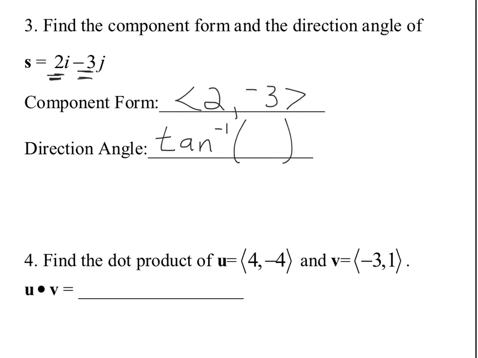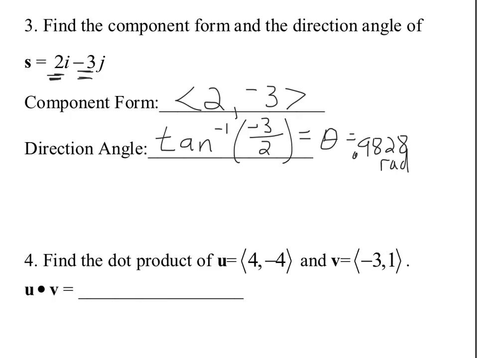Now, some of you on your homework, you got this upside down, and if you do it upside down, you don't have the correct function. You actually did a cotangent inverse, and that's not what we're doing. We're doing a tangent inverse, which is y over x. So it's -3 over 2, and that should give us theta. All right, so theta in radians is going to be -0.9828, and that's if it's in radians.